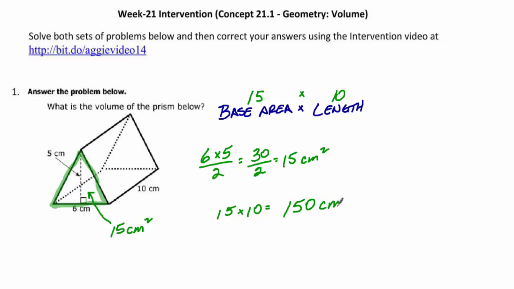Anytime we're doing volume, it's always in cubic units. If you need a way to remember why it is a 3: because we multiplied 3 things together. We multiplied the base times the height, and since it was a triangle we divided by 2, but we had the base times the height times the length. So our first one is 150 cubic centimeters.